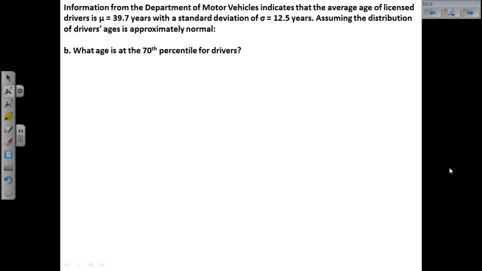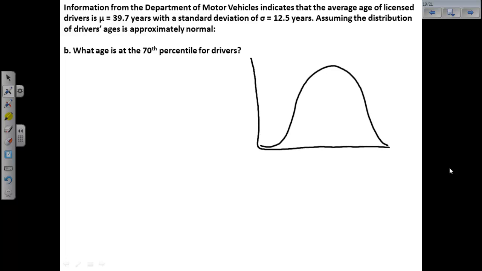Let's do another example. What age is at the 70th percentile for drivers? Or what age represents the beginning of the bottom 70% of the distribution? So 70% of drivers are younger than or the same age as some value that we're looking for.